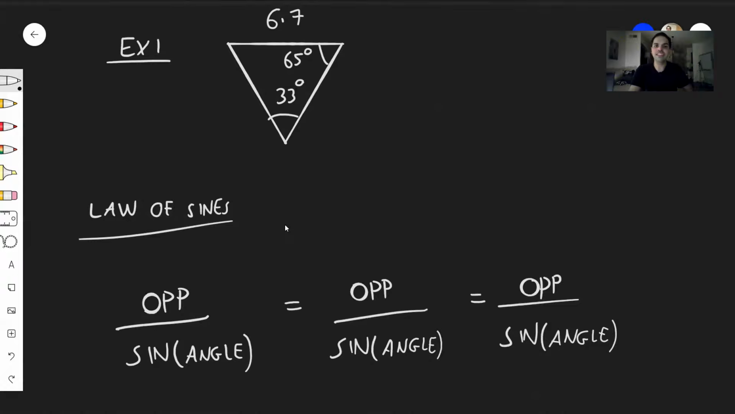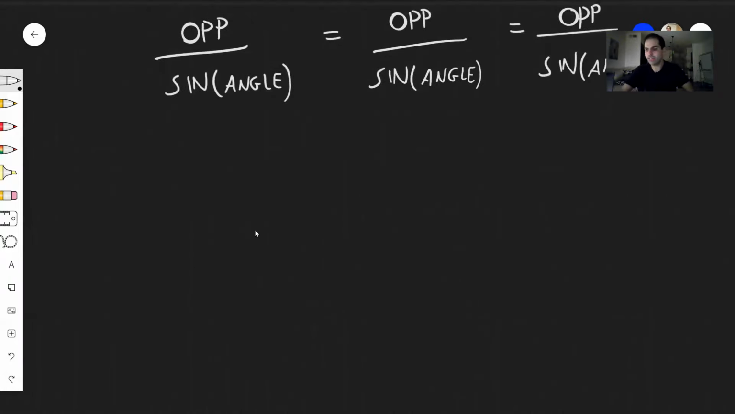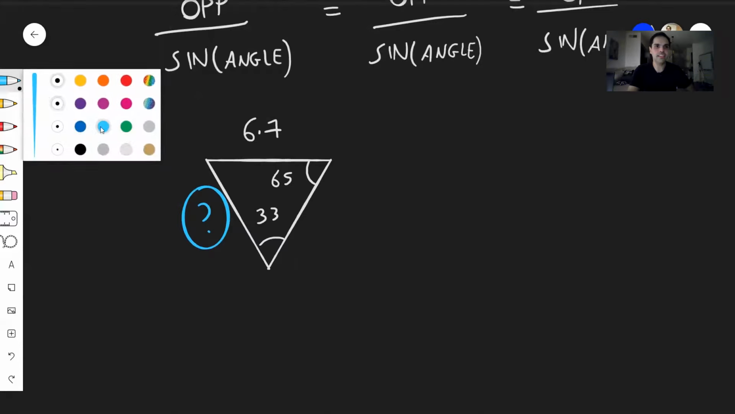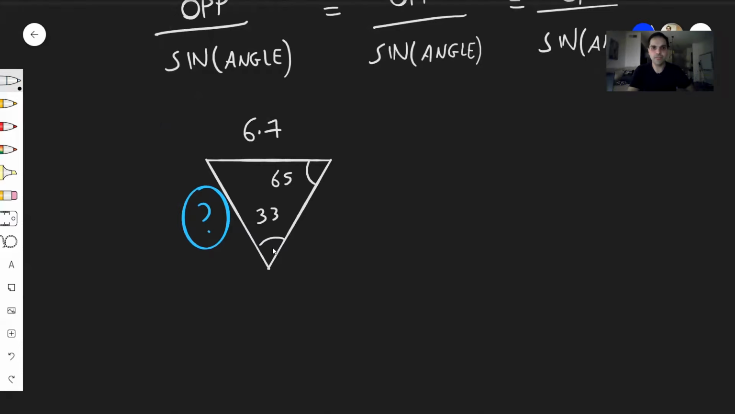So in this case, let's see what we have. Again, we have this triangle. Again, 33 degrees, 65 degrees, and then 6.7. Let's first of all try to figure out this side. Well, what does this formula say? It says that, for this angle, the opposite side is 6.7. So 6.7 divided by sine of 33 equals this side divided by sine of 65.